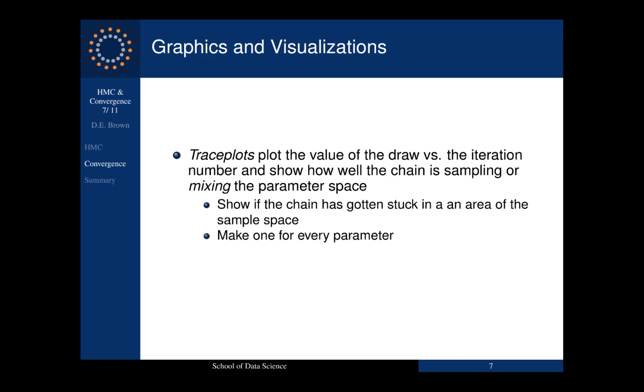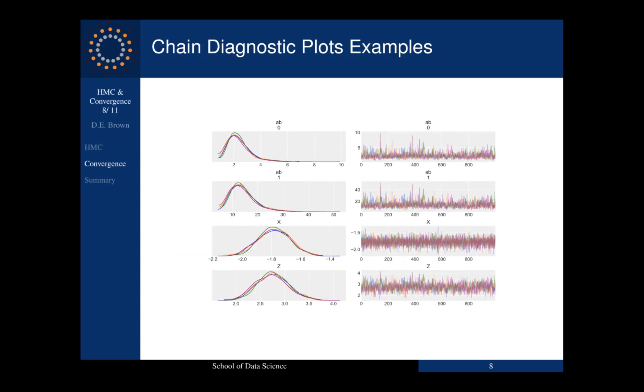We also look at density plots. These don't really tell us the quality of the convergence, but they do tell us how the sampling is progressing. In fact, many distributions will have skew in them, but that skew should be a result of the problem and not because of the chain having problems converging. And here are some examples of what these look like.